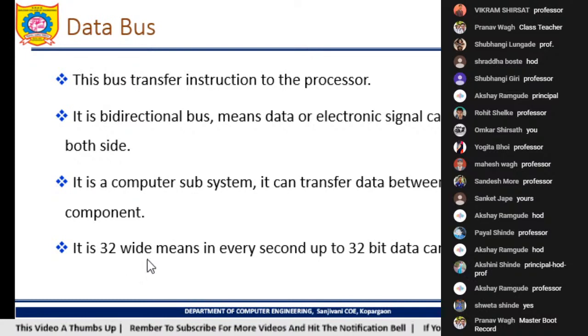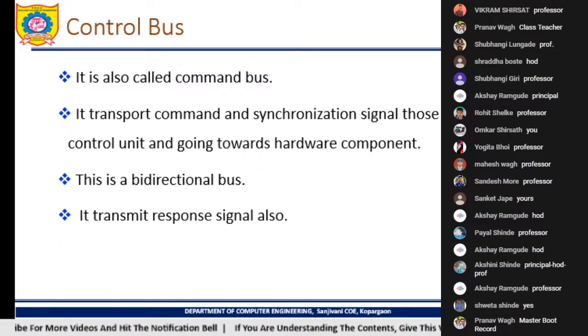If 32 wires or 32 parallel connections are there, it can send 32 bits of information at a time to either the processor or memory. It is bidirectional, remember, and is used to transfer data or instructions to the processor.